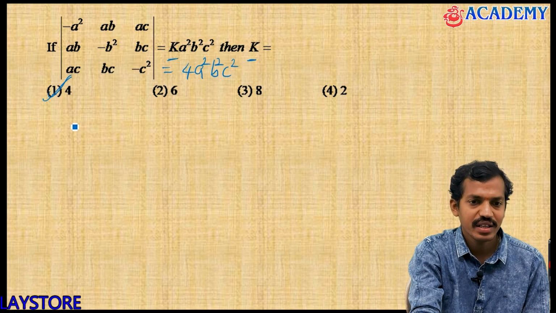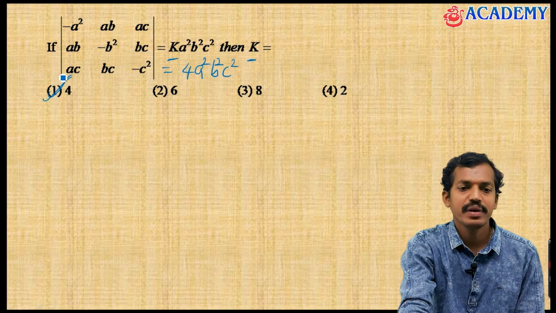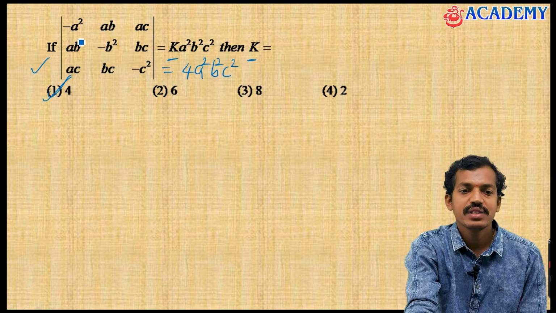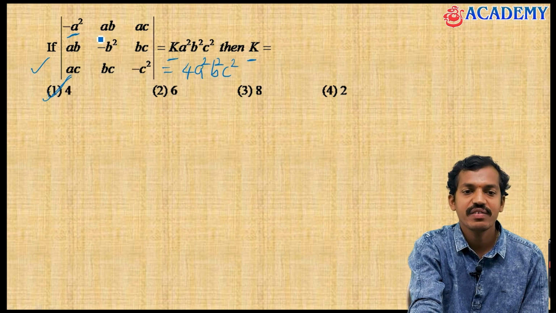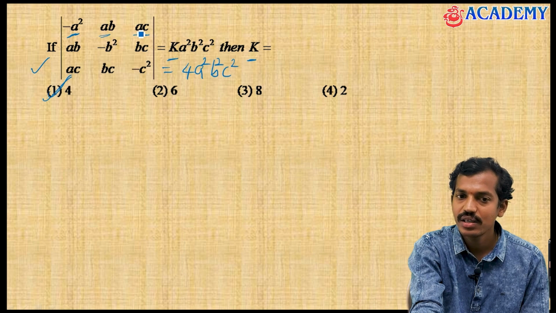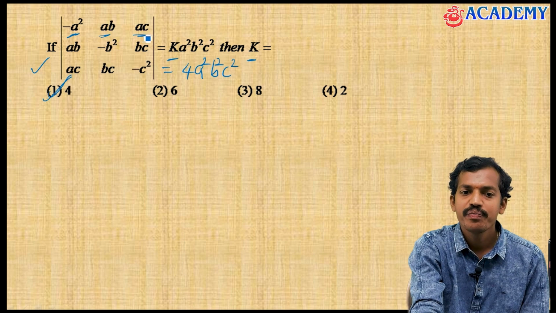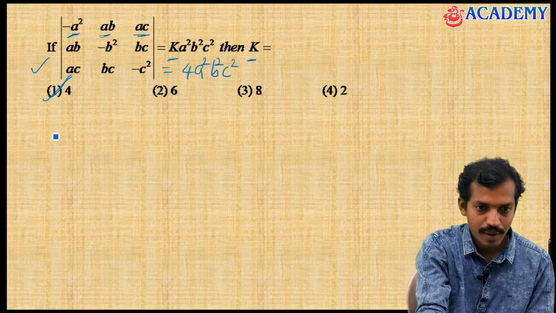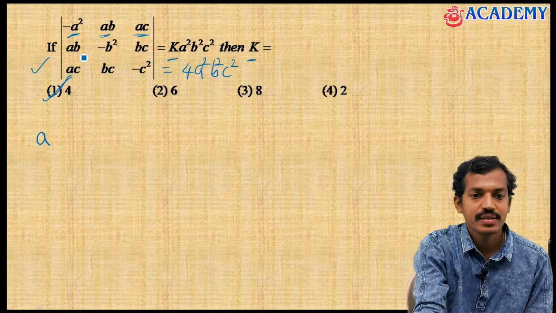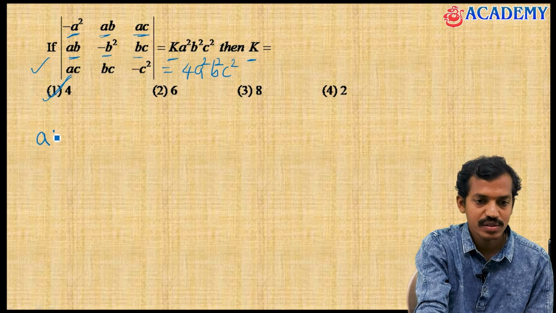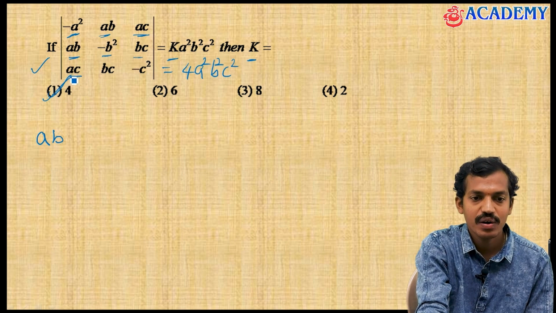Even if you write out the answer, you will get it. See, observe the question. From the first row, a square is there, ab is there, ac is there. What is common? In a determinant we can take the common letter out from a row. Here a is common in all 3 columns of the first row, so I am taking a out. Next, from the second row, ab is there, minus b square, bc, so b is also common. From the third row, that is ac, bc, minus c square, I can take c common here also.